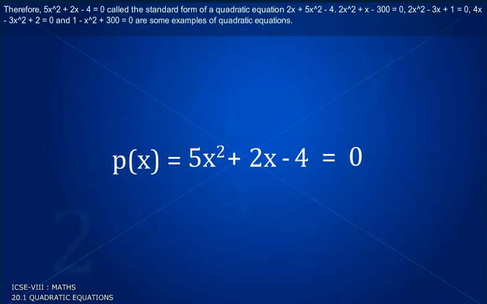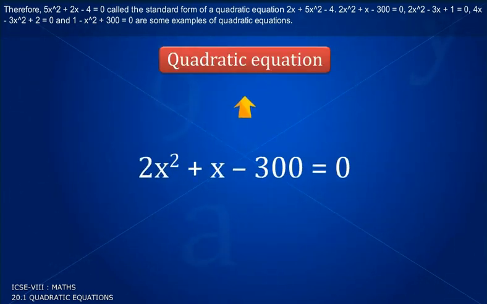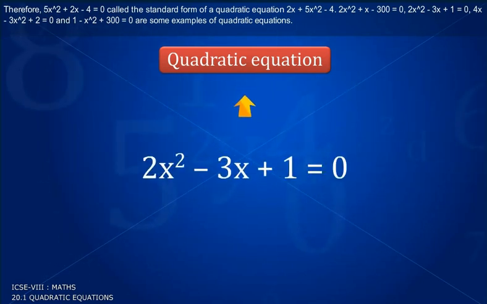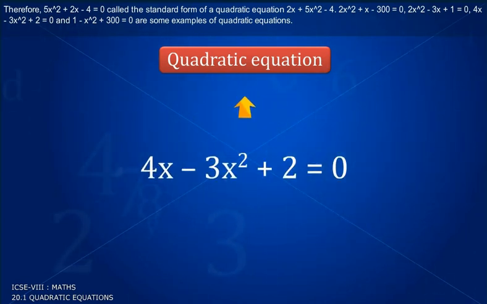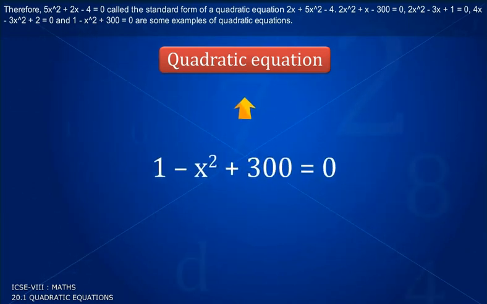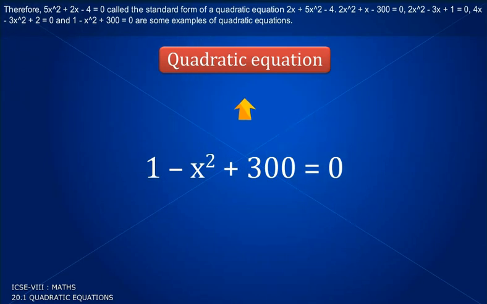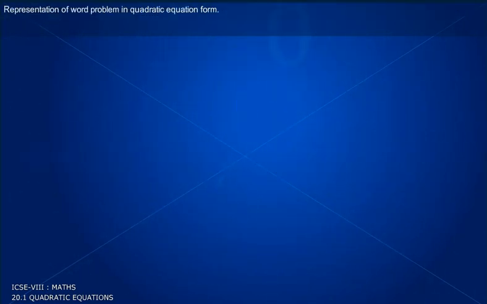Therefore, 5x square plus 2x minus 4 is equal to 0 is called the standard form of the quadratic equation 2x plus 5x square minus 4. 2x square plus x minus 300 is equal to 0, 2x square minus 3x plus 1 is equal to 0, 4x minus 3x square plus 2 is equal to 0, and 1 minus x square plus 300 is equal to 0 are some examples of quadratic equations.